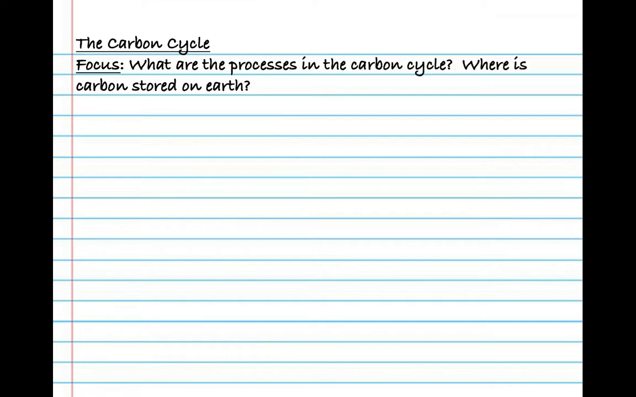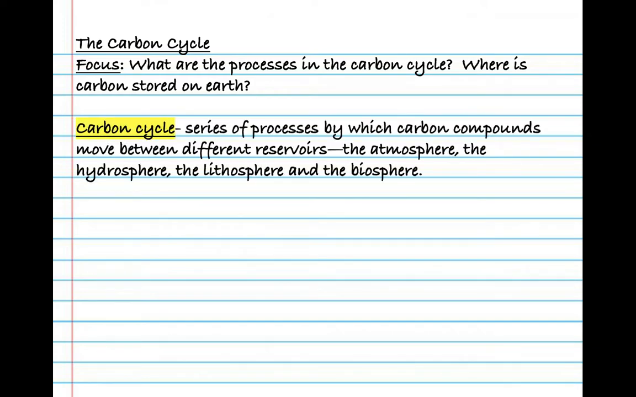Okay, the carbon cycle. Let's take our notes. Our focus is: what are the processes in the carbon cycle and where is carbon stored on Earth? We're going to define the carbon cycle as a series of processes by which carbon compounds move between different reservoirs. And again, the reservoirs are the atmosphere, the hydrosphere, the lithosphere, and the biosphere. And remember, the problem is we're pumping CO2, carbon in the form of CO2, up into the atmosphere faster than the atmosphere can get it down into the other parts of the system.